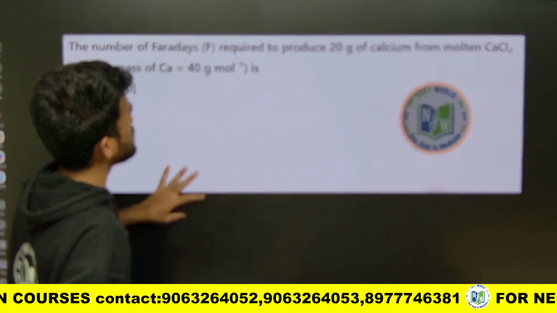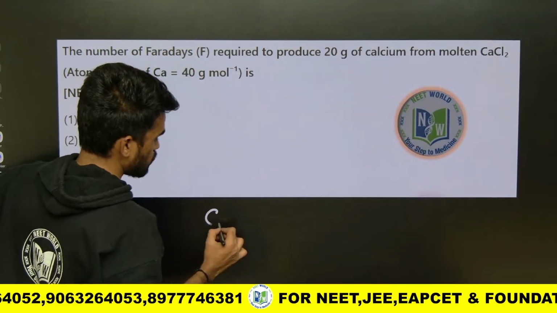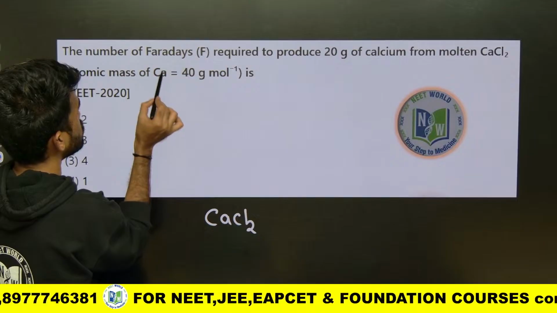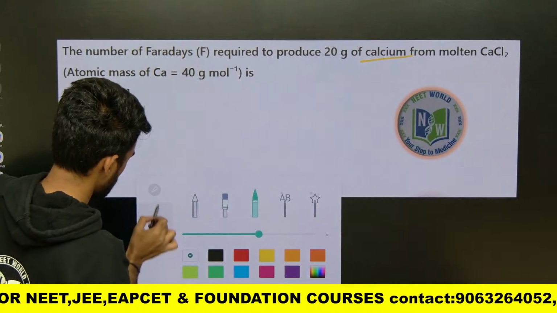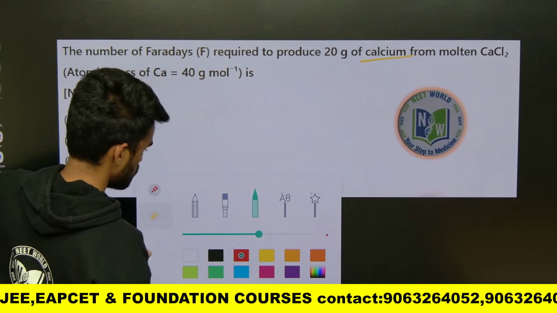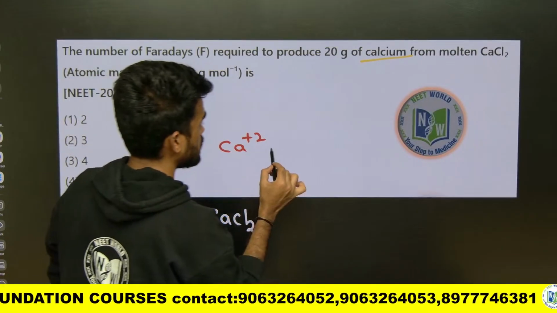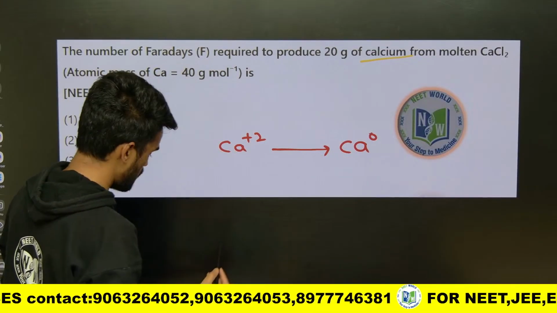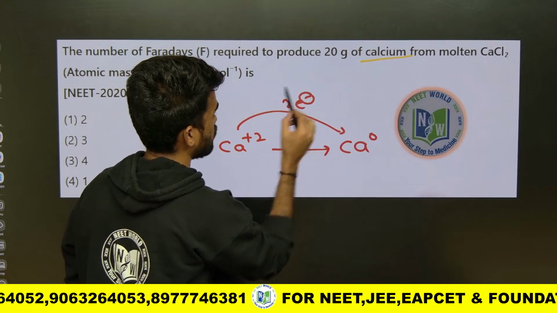The number of Faradays required to produce 20 grams of calcium from molten CaCl2. For example, I have calcium chloride, CaCl2. From molten CaCl2, what we require to produce? We require to produce calcium. Let me change the color here first. So calcium plus 2 in calcium chloride, the plus 2 oxidation state needs to be converted into calcium, which is 0. Now how many electrons is it gaining here? 2 electrons for one ion.